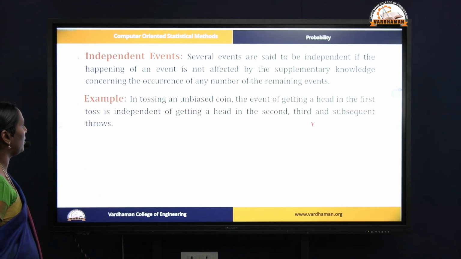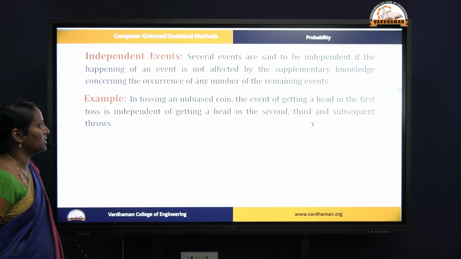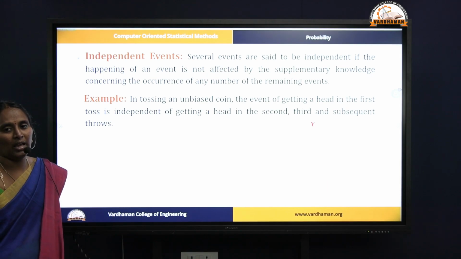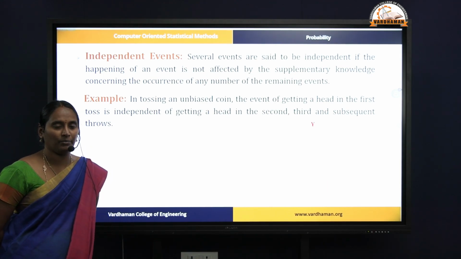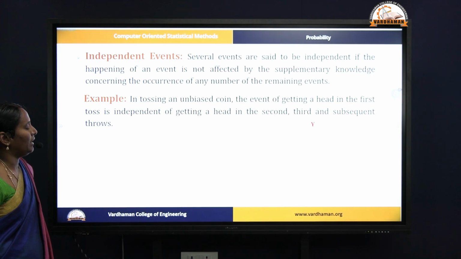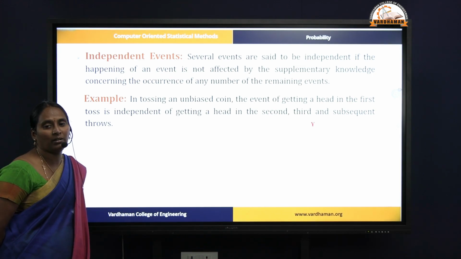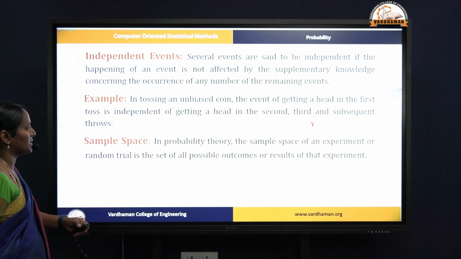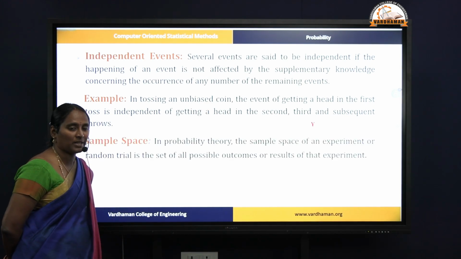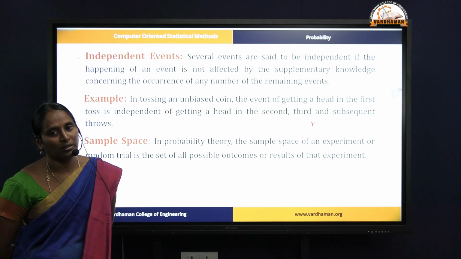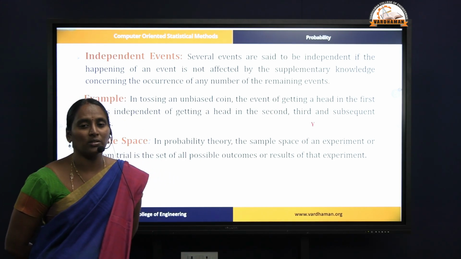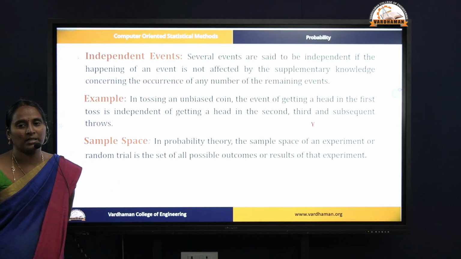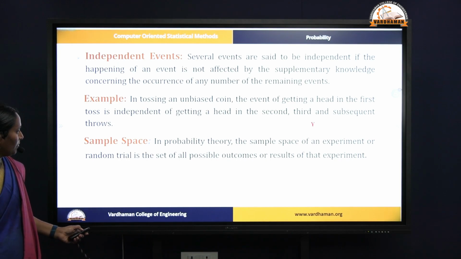Now let us see an example of independent events. If you are tossing an unbiased coin, we know that we have two outcomes, head or tail, right? So the event of getting a head in the first toss is independent of getting a head in the second toss. These are independent events. Now let us see the definition of sample space. This is what we discussed before with the name of exhaustive elements. Sample space means the set of all possible outcomes.